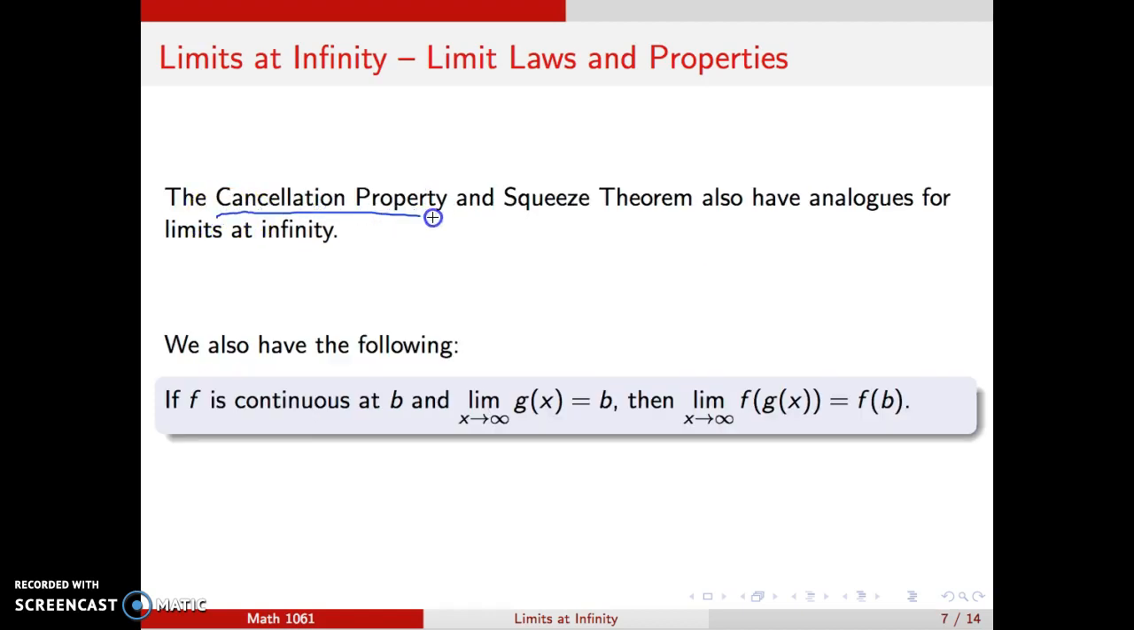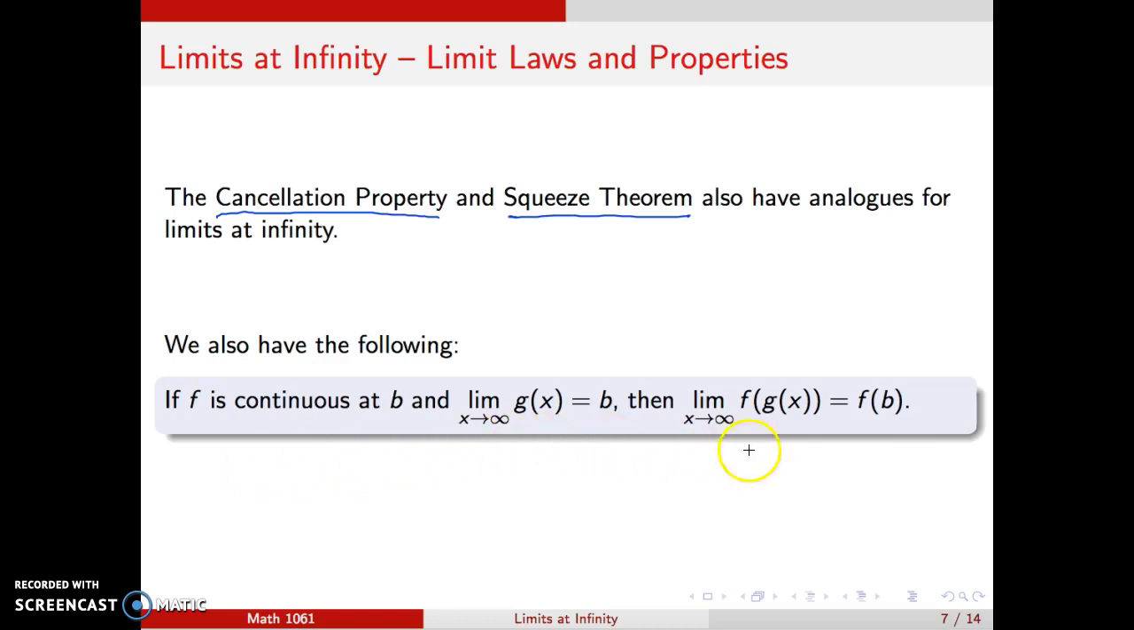Couple extra ones, cancellation property, squeeze theorem. Remember the cancellation property, that was a really useful one where if we had something like a common factor in a numerator and denominator, we would cancel those and we could still compute the limit of the resulting function. Now that resulting function is a little bit different, but in terms of limits it's not different at all. And the squeeze theorem, these things work as we'd expect in the limit at infinity situation.